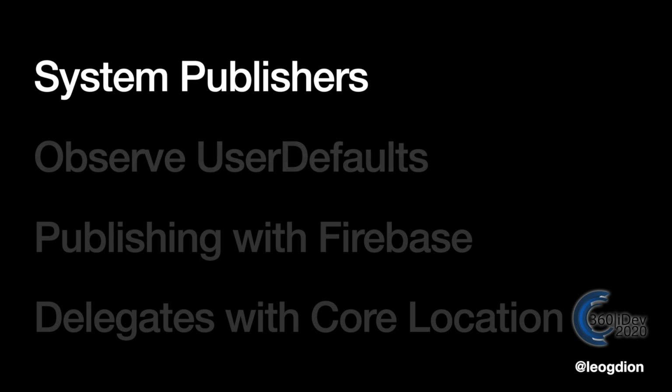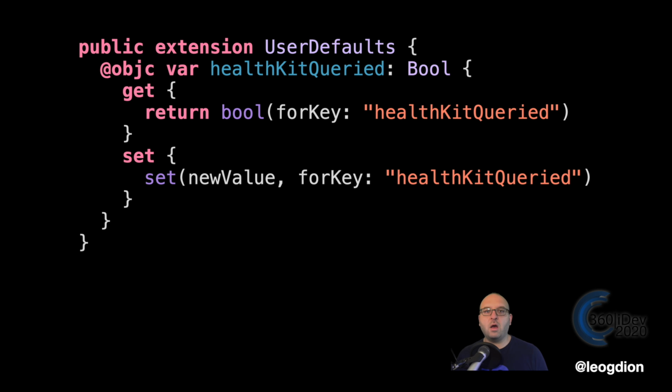Let's now talk about how we can observe changes to user defaults using key value observation. So here's user defaults. All we have to do is extend it with a dynamic property using the Objective-C property wrapper. And then we create, in this case, a property called HealthKit queried. This way we can keep track when HealthKit has been queried in user defaults.